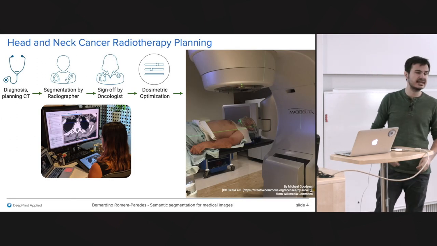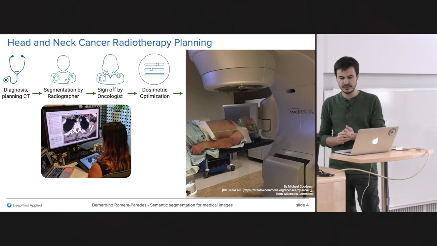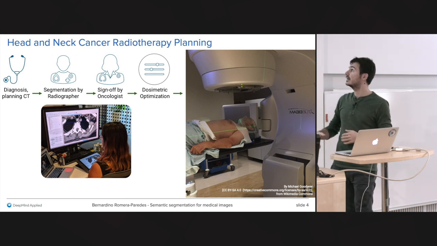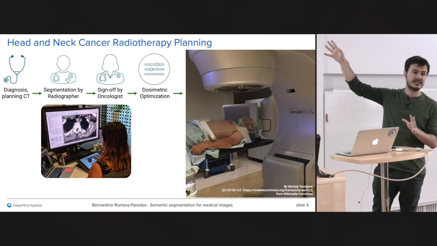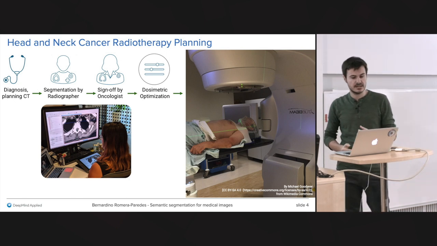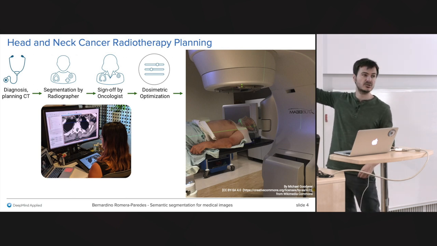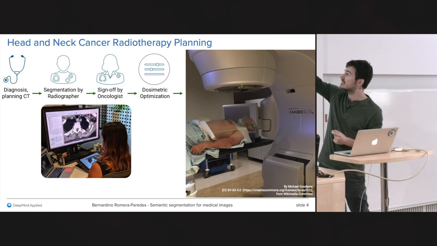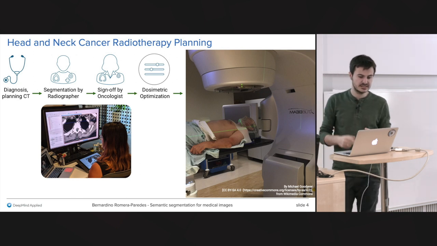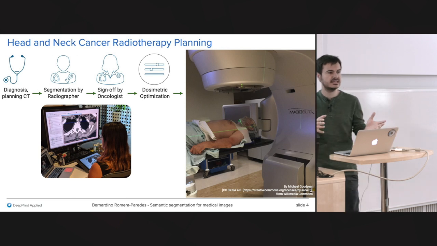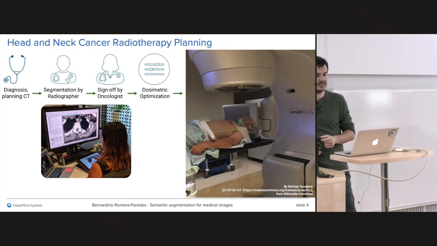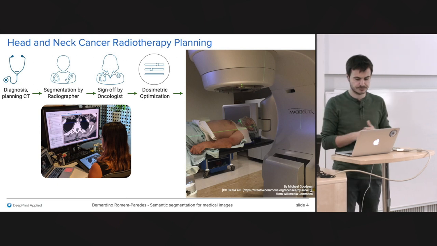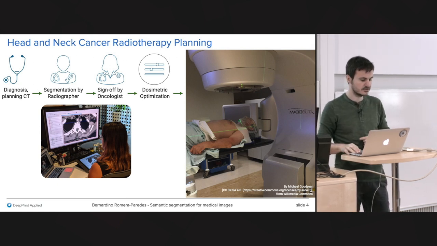When a patient is diagnosed with cancer and doctors think that the radiotherapy is the way to go, they do a CT scan on the patient. Then a radiographer segments organs and the tumor. Then this segmentation is signed off by an oncologist. Oncologists may provide feedback to the radiographer to fix some things, so there's a loop between the radiographer and the oncologist. And eventually, whenever they are happy with the segmentations, they send those to a software that optimizes how to place the beams for the radiotherapy in order to maximize the radiation applied to the tumor.